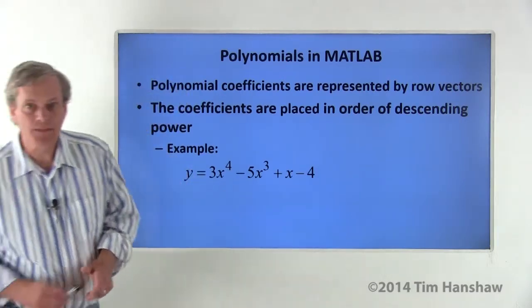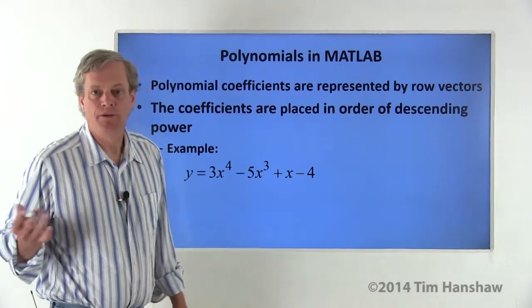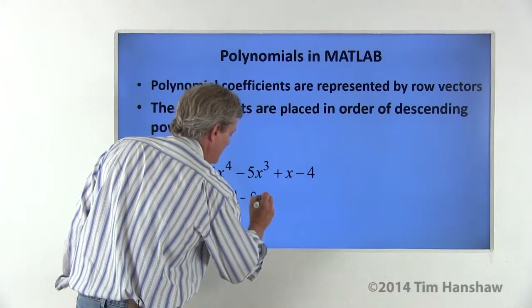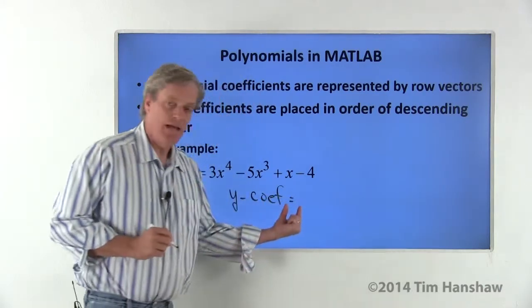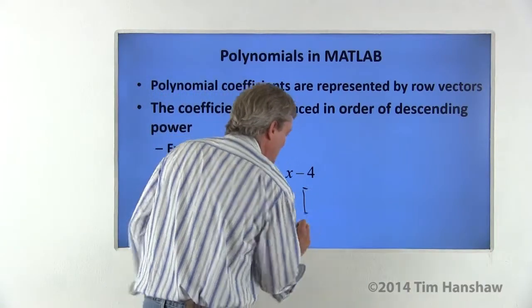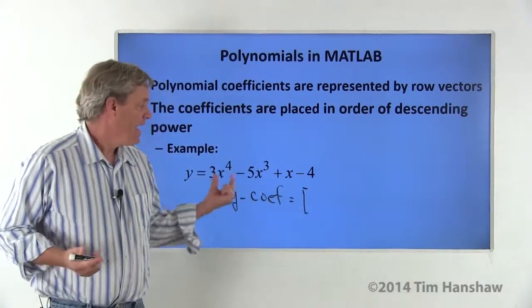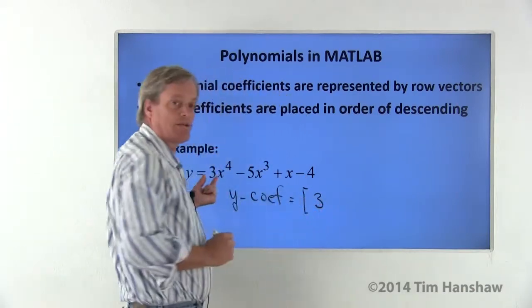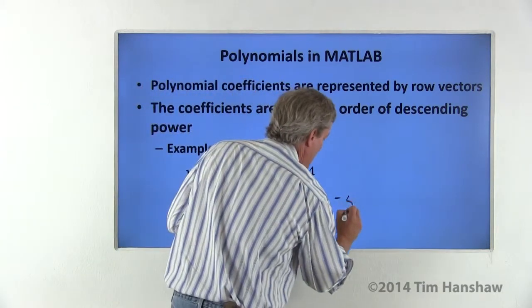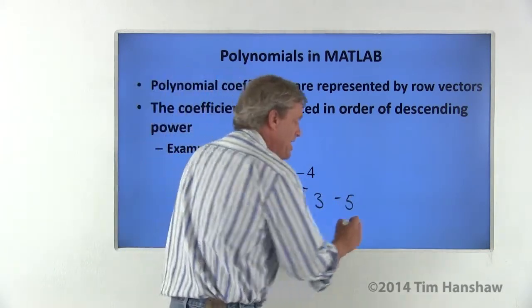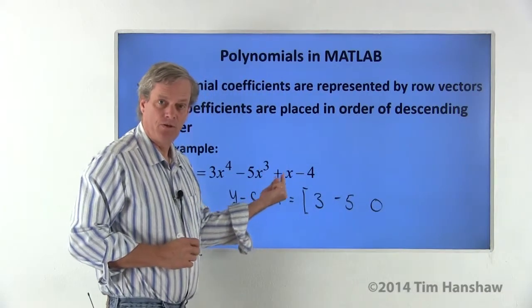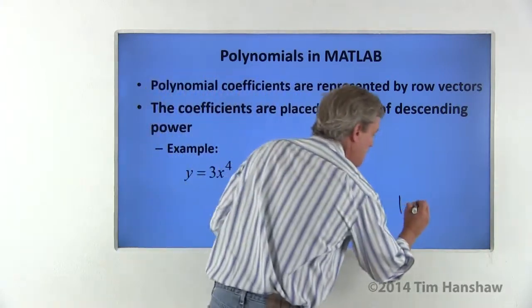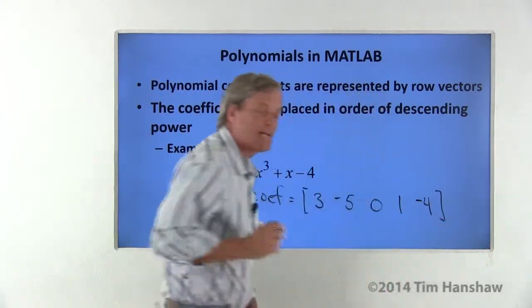If we want to represent this polynomial in Matlab as a variable named, say, y underscore coef, we assign a variable name, y underscore coef, an assignment operator, an open square bracket to denote that we're creating an array, and then the coefficients in this polynomial. We have 3 times x to the 4th, minus 5 times x cubed, nothing times x squared, there's no x squared term in here, 1 times x, and negative 4 times x to the 0th.